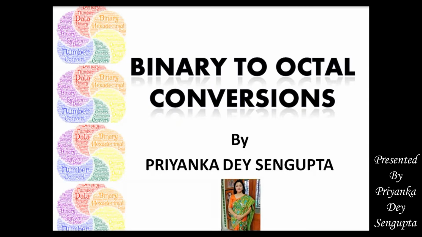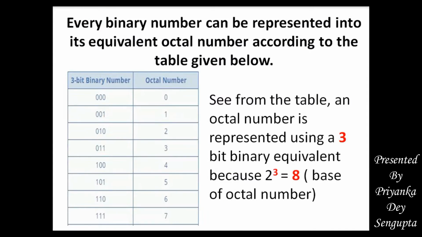Hello everyone, today we will be talking about binary to octal conversions. Each binary number can be represented as its equivalent octal number according to the table given below. Now see from the table, an octal number is represented using a 3-bit binary equivalent.